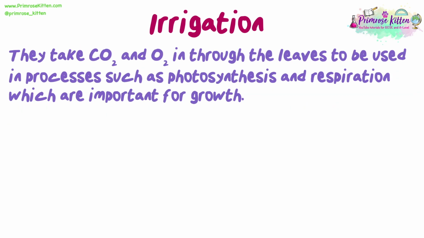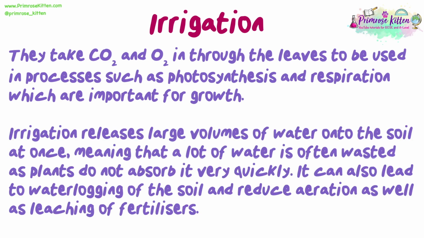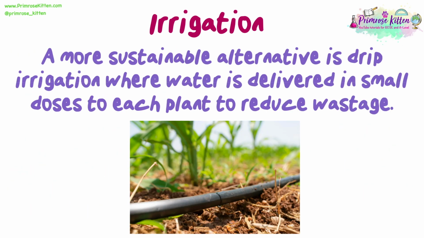They take CO2 and O2 in through the leaves to be used in processes such as photosynthesis and respiration, which are important for growth. Irrigation releases large volumes of water onto the soil at once, meaning that a lot of water is often wasted as plants do not absorb it very well. It can also lead to waterlogging of the soil and reduce aeration, as well as leaching of fertilisers. A more sustainable alternative is drip irrigation, where water is delivered in small doses to each plant to reduce wastage.